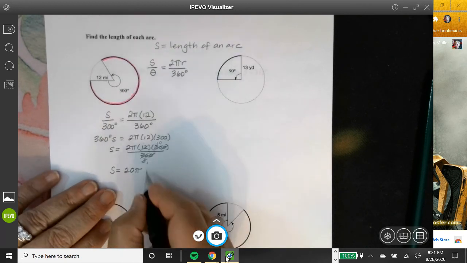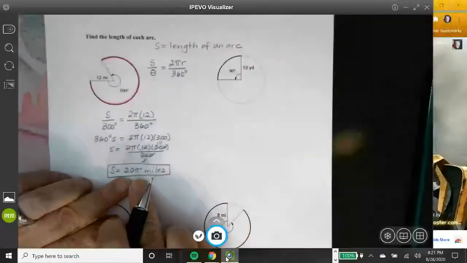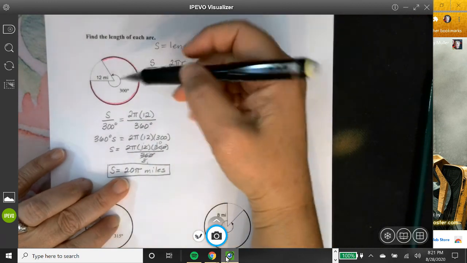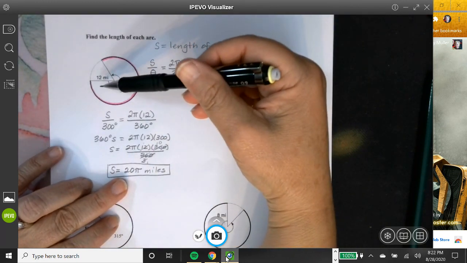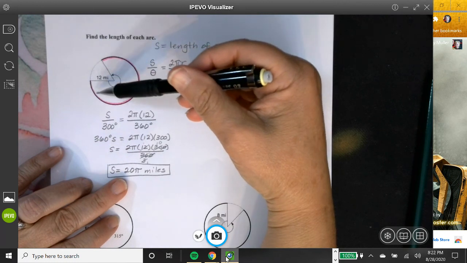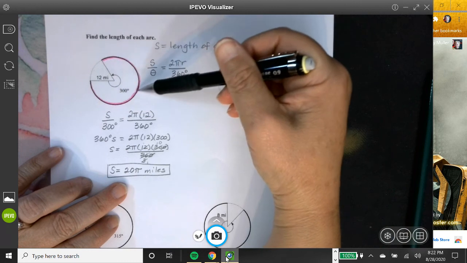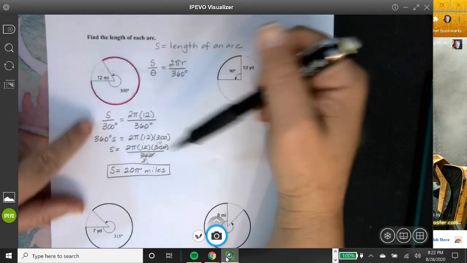And that's going to be miles, because those are my units. And that's an exact answer. I don't have a decimal here. So let's see if that makes sense visually. Does it make sense that I have a pretty lengthy arc length with a big angle? I think so.